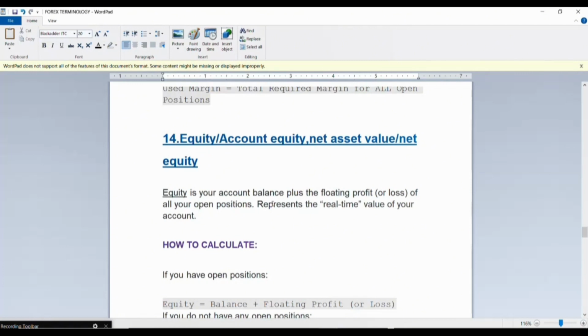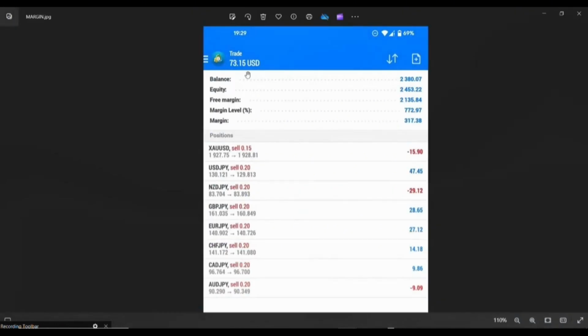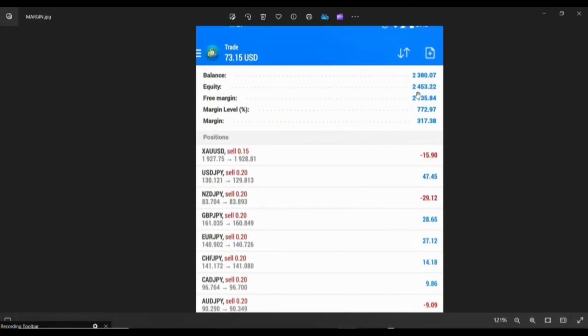What is equity? Equity is simply your account balance plus your floating trades. It could be profits, it could be losses. Let me show you what an equity is. Let's go here. This is equity. This is your equity. This equity is equal to all of these trades opened plus your account balance.